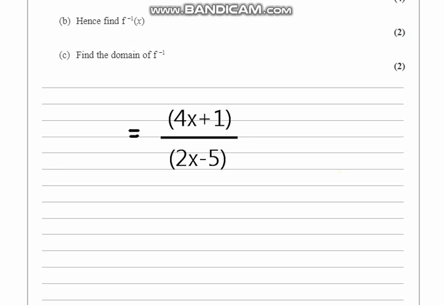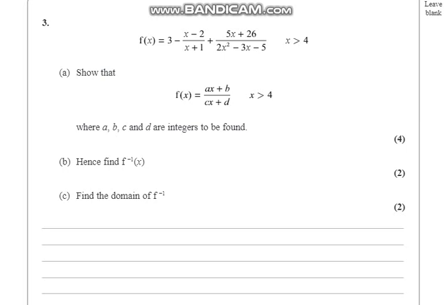As you can see, our a value is 4, b value is 1, c value is 2, and d value is 5. And now moving on to the b part. The b part states: hence find f inverse of x. So we basically have to find the inverse function of f, which is given f of x equal to 3, and we simplified it. So what I'll do is I'll just take the inverse of the simplified version here. They're asking us that, so let's get started.